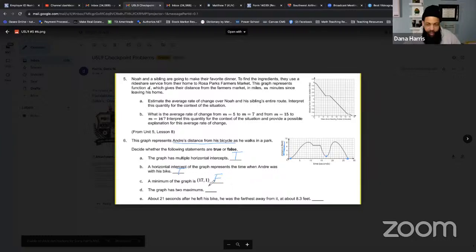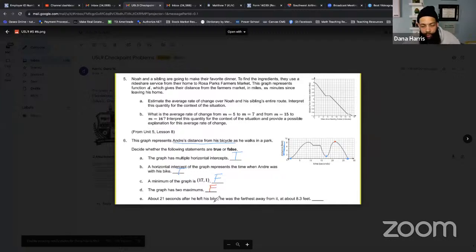It says the graph has 2 maximums. Now, if you're not careful, it does look like it has 2 maximum, but technically, this is the maximum right here, because this value is slightly above that 8 feet mark. So this is going to be false. It does not have 2 maximums.